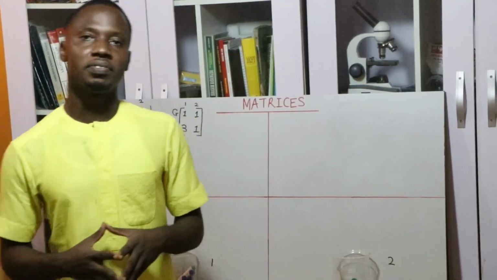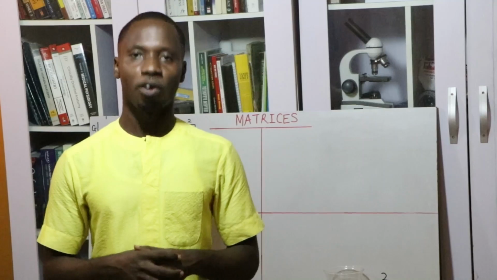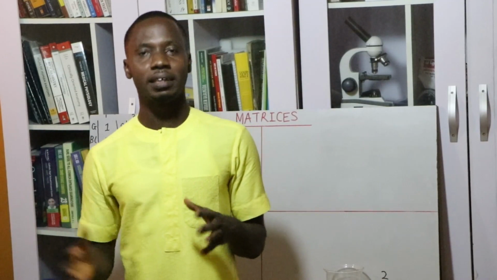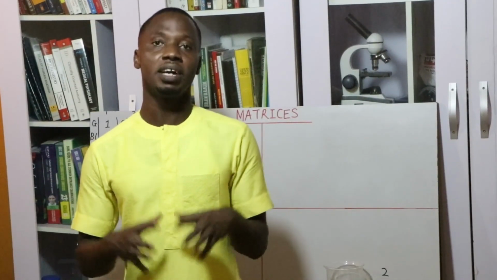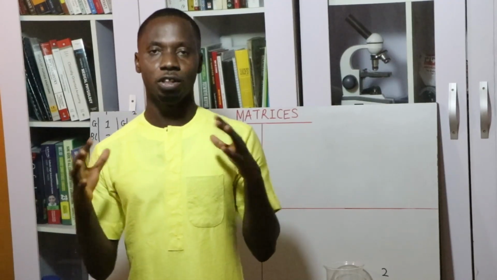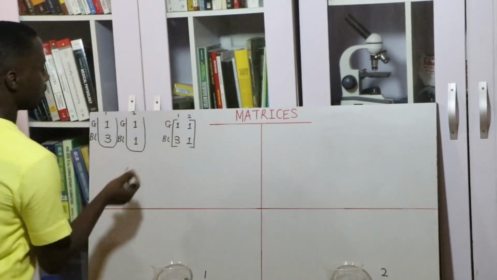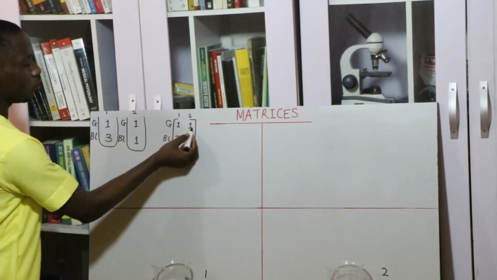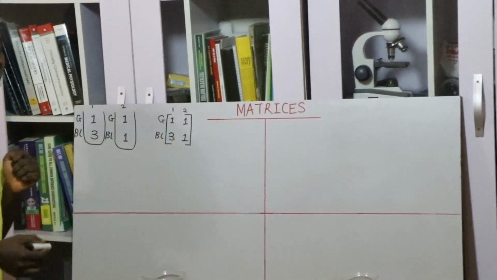Now that we are done with explaining what a matrix is and its relevance to our everyday life, let us look at the definition of a matrix. So what is a matrix? A matrix is the arrangement of data, information, numbers in a rectangular fashion, in a rectangular shape. For example, this is an example of a matrix. So this 1, 1, 3, 3, you can see this is arranged in a rectangular fashion.